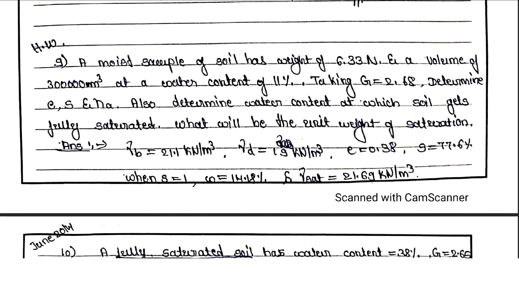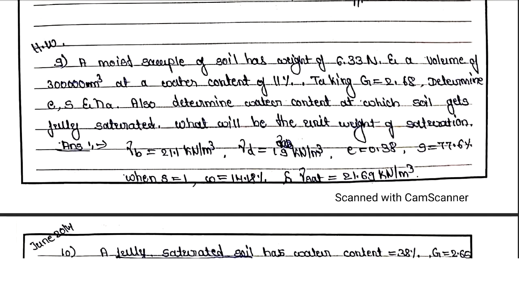Next you can see over here, this is one problem which I would like to give for homework. A moist sample of soil has a weight of 6.33 Newton, its weight in wet state, and a volume of 3 lakh mm³ at a water content of 11%. Taking G is equal to 2.68, determine e, S and Na. Also determine the water content at which soil gets fully saturated. What will be the unit weight in saturated condition? So it is a very simple problem.